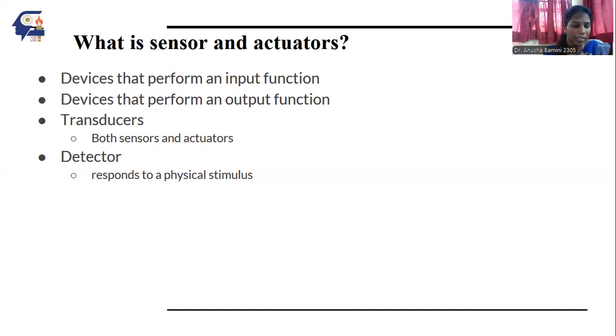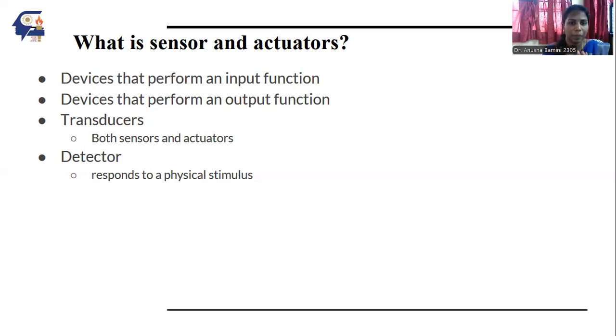Then the third one is the transducer. A transducer is a combination of both sensor and activator, which means it senses some data and, based upon that, it actively performs something. A better example we can consider is a microphone. It converts sound waves into an electrical signal. So these are called sensor, activator, and transducer.